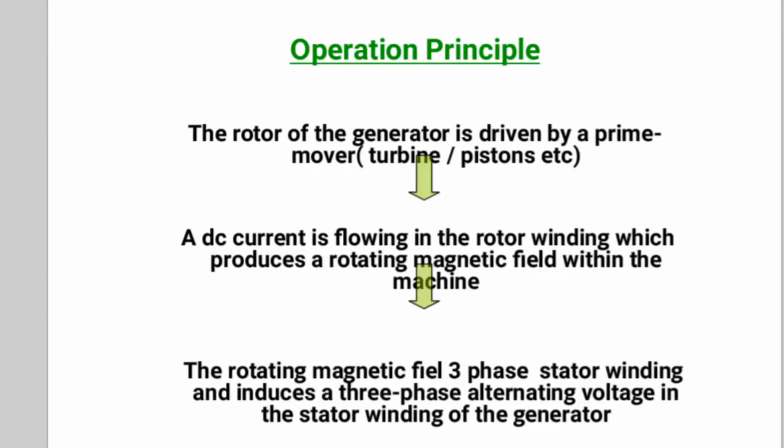As per the operating principle, the rotor of the generator is driven by a prime mover, such as a turbine or pistons. A DC current is flowing in the rotor winding, which produces a rotating magnetic field within the machine. The rotating magnetic field cuts the three-phase stator winding and induces a three-phase alternating voltage in the stator winding of the generator.